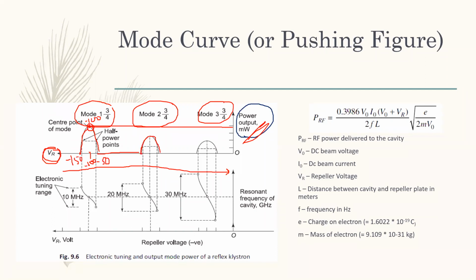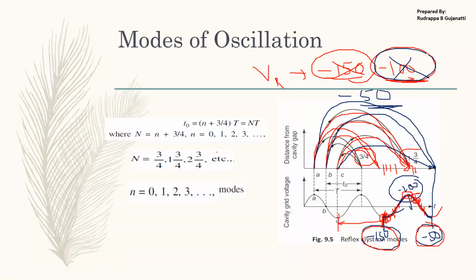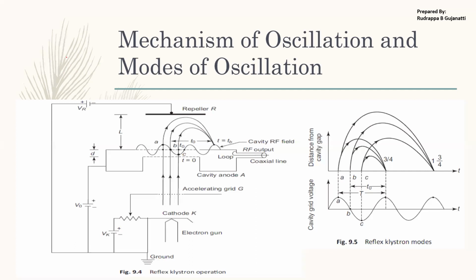So this is at the negative peak, this is at the positive peak, this is at the negative peak. So this is possible. Again it continues, again the next curve. Now here what happens is it is not only the repeller plate which will help to do this, but the beam electron, that is the beam voltage and beam current, which we are applying here. This combination will give me the modes.